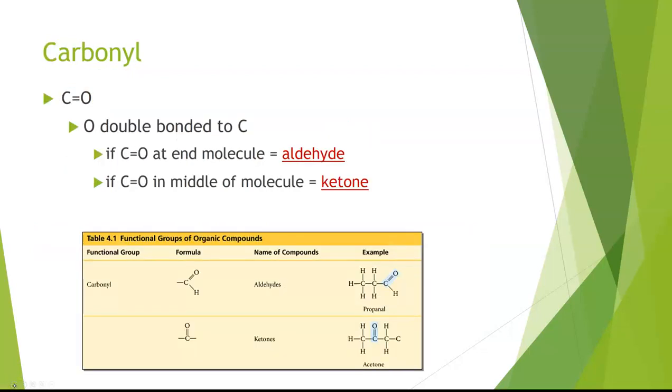Our next functional group is carbonyl. Carbonyl is anywhere you have a carbon that has a double bond to an oxygen. Again, there's more information here than is absolutely necessary for you to know. If it's at the end of the molecule, it's considered an aldehyde. If it's in the middle, it's a ketone. That's a little more organic chemistry. You will see that when you take that in college. But for our purposes, you need to know that a carbonyl group is a carbon with a double bond to an oxygen.